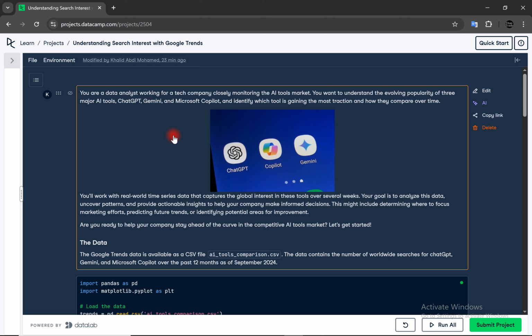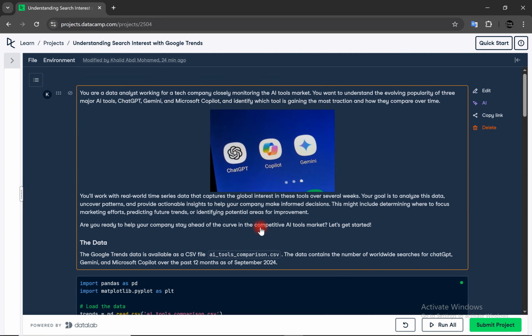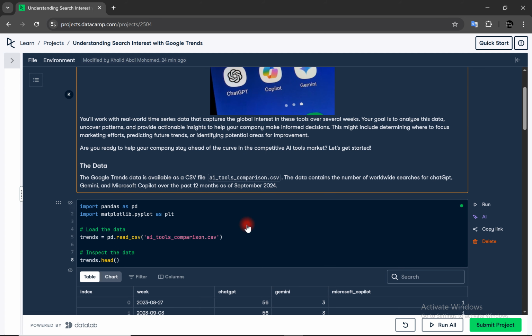Now I will show you the actual project working on DataCamp. Here is the project. The goal of this project was to track the popularity of three major AI tools, like I explained previously: ChatGPT, Gemini, and also Microsoft Copilot, using Google Trends data. And this data covers weekly global interest over the past 12 months.